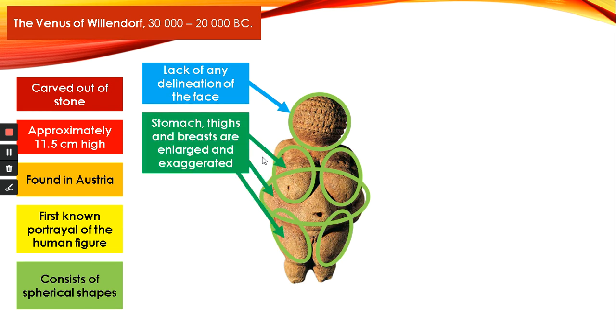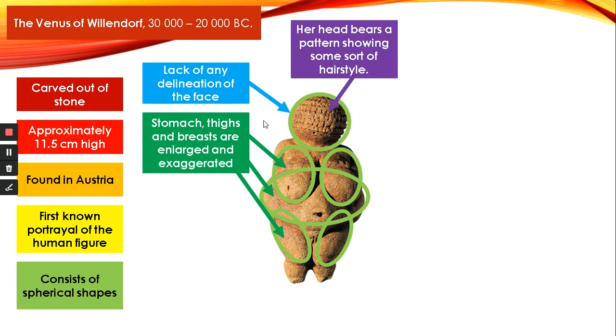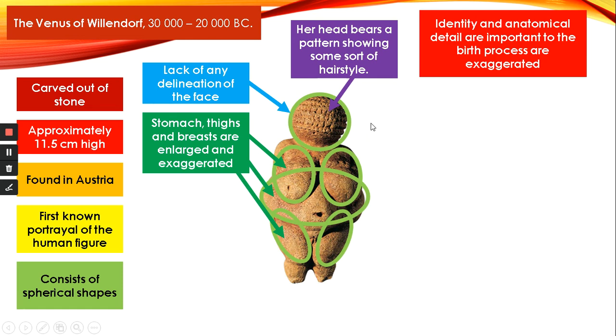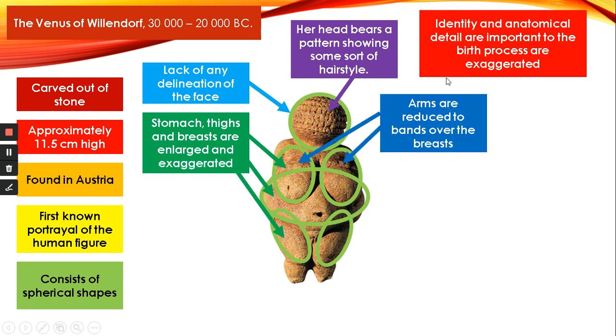Her stomach, thighs, and breasts are enlarged and exaggerated. Her head bears a pattern showing some sort of hairstyle. So there might have been something representative of the way that the people who made it would have had their hair. Identity and anatomical details important to the birth process are exaggerated. So again, things that would help you to bear children, to feed children, that was what was important.